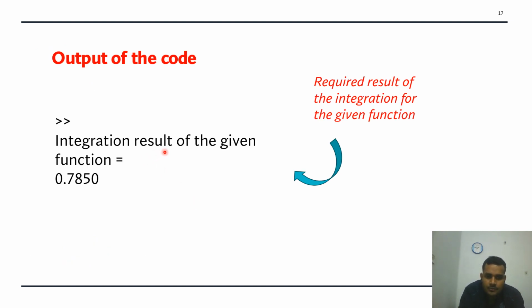Now the end result, or you can say the output of the code, is written here. The integration result of the given function is 0.7850. The required result of the integration for the given function is mentioned here.